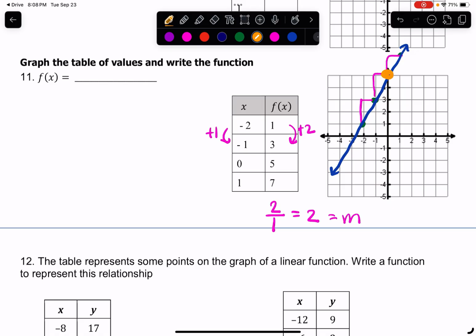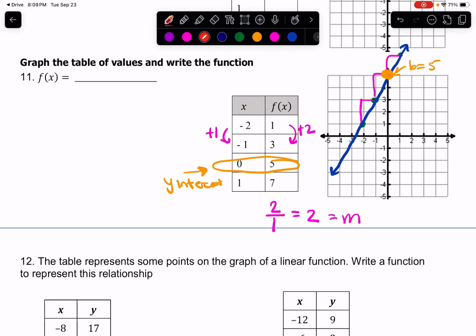Let's see. 1, 2, 3, 4, 5. Oh, there we go. And look right here. Isn't the x value of 0 give me a y value of 5? Isn't that the y-intercept? And that's what we see right here, that we've got a y-intercept value of 5.